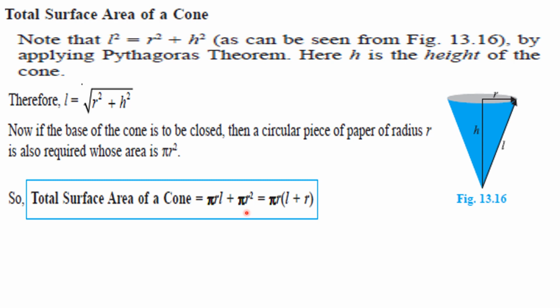Understood these two terms, my children? From these two terms, if you observe, pi r is a common factor. Yes or no, my children? Now let us take the common factor pi r. Then we get pi r into (L plus R). Please remember this formula well, my children. Memorize this formula well to find the total surface area of a cone. Understood this point?